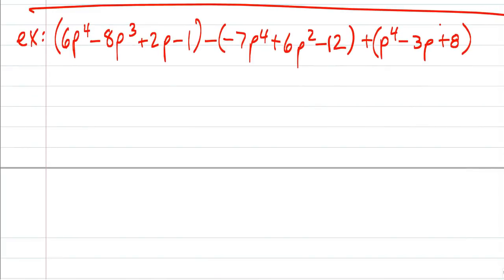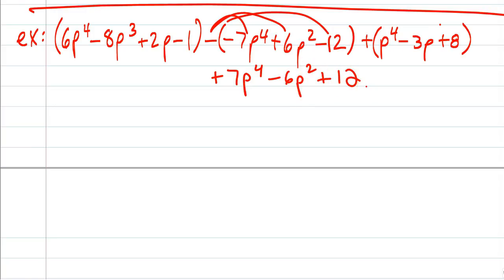And last but not least, just to see how you are at combining your like terms, I think this is really the scariest thing in this section, and is really not that bad. But 6p to the 4th minus 8p cubed plus 2p minus 1, okay? Minusing a group, what that negative does is it distributes across every term inside the group. So that becomes a plus 7p to the 4th, a minus 6p squared, and a plus 12. This one, since it's adding, doesn't really change much.